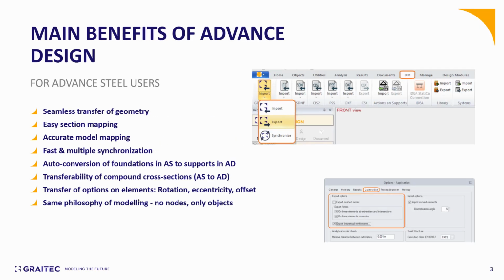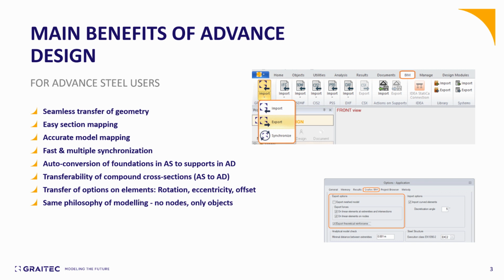Okay, so let's talk about some of the main benefits of Advanced Design in case of steel structures, and especially Advanced Steel users. First of all, it's the beam workflow. So as you see here in this screenshot, we have a beam option that you can import, export, or even synchronize your projects between Advanced Steel and Advanced Design. So that is going to help you just to save some time because your engineer will not need to create the geometry again in Advanced Design. As well, we have some other benefits, like for example, all of the steel sections and material will be mapped automatically when you're doing this transfer.